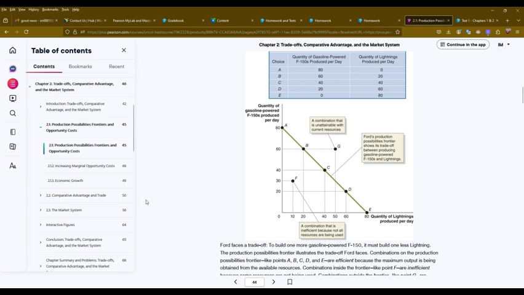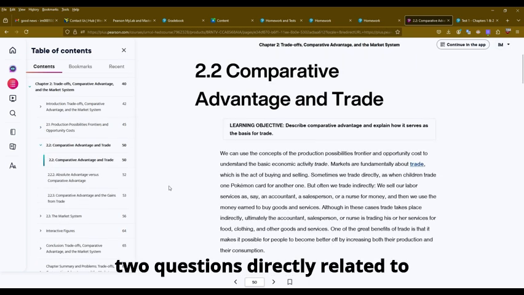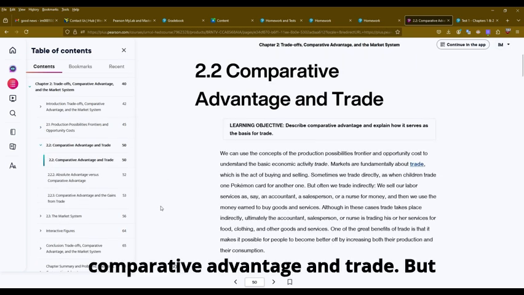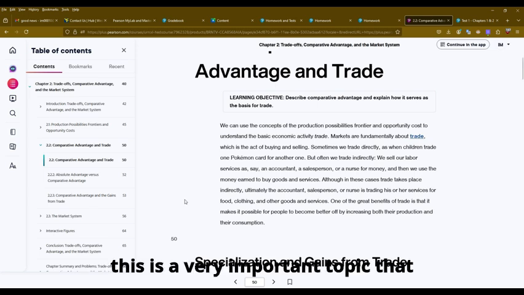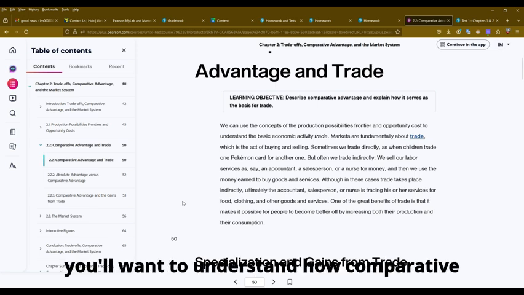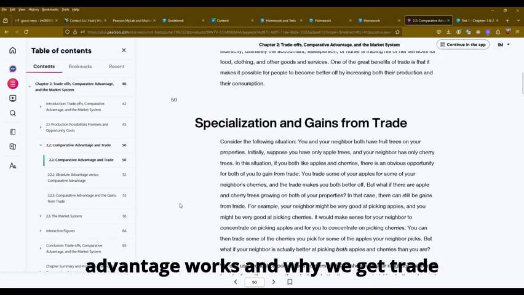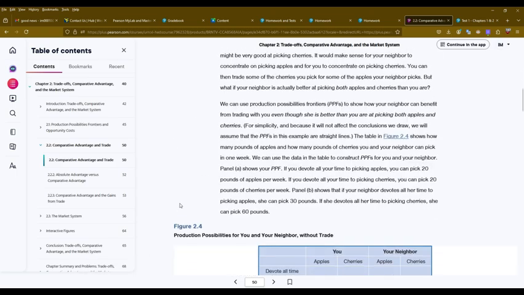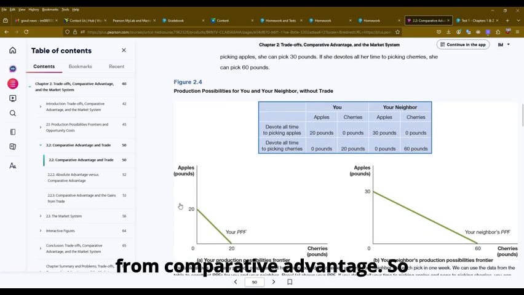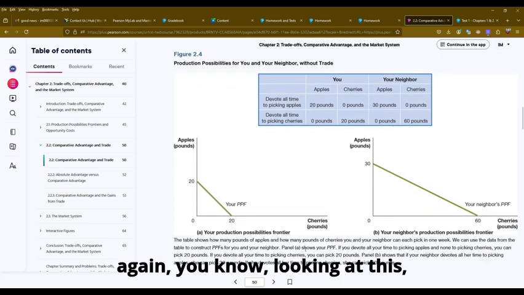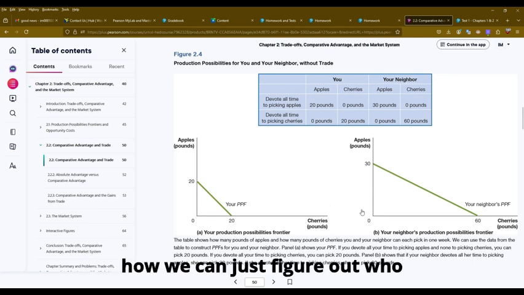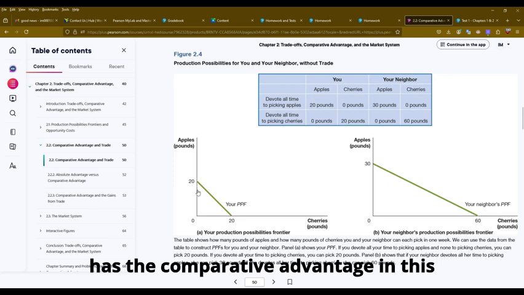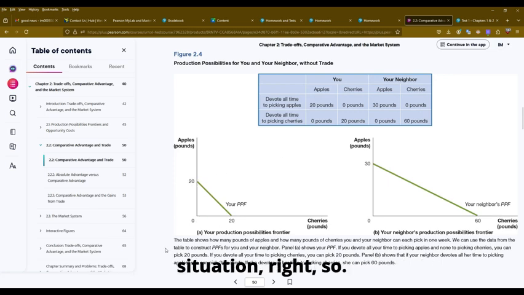Then we have 2 questions directly related to comparative advantage and trade. Again, one of these questions is worth more points. It's worth 4 points. So this is a very important topic that you'll want to understand: how comparative advantage works and why we get trade from comparative advantage. So again, looking at this, do you understand how we can figure out who has the comparative advantage in this situation?